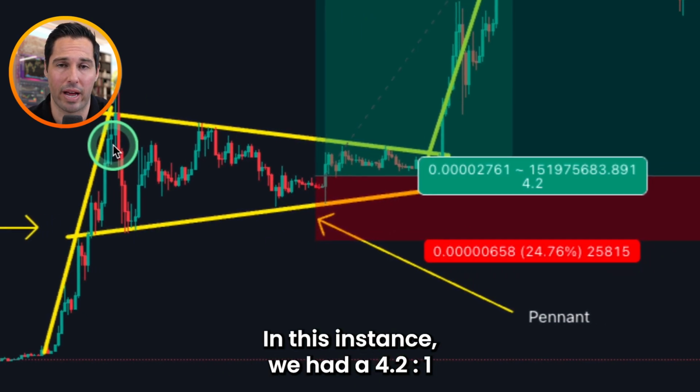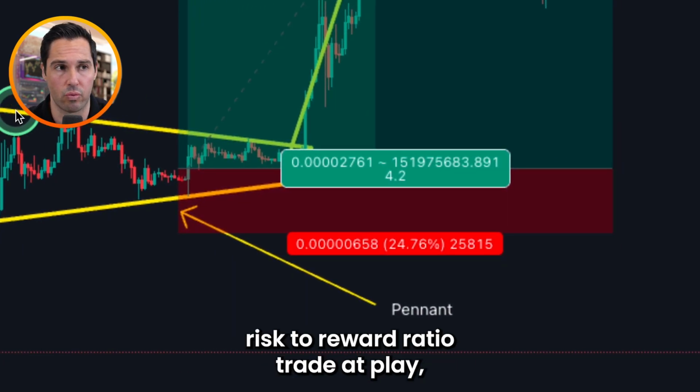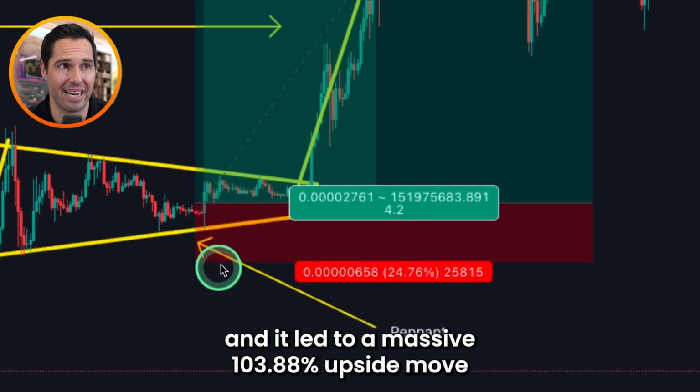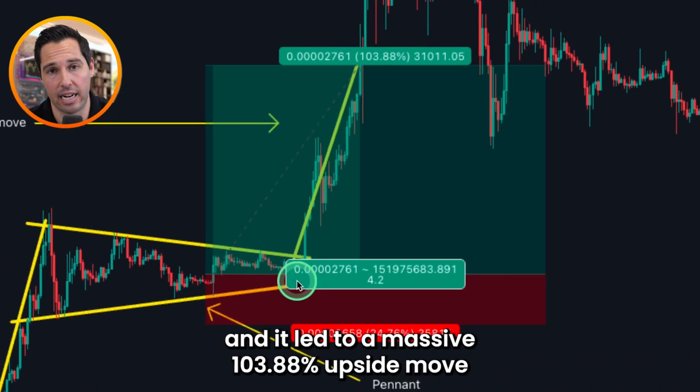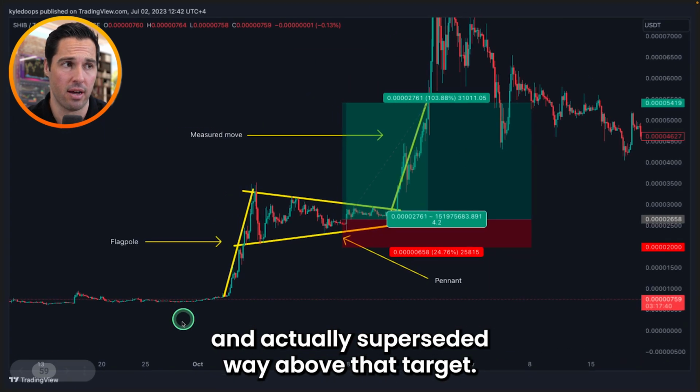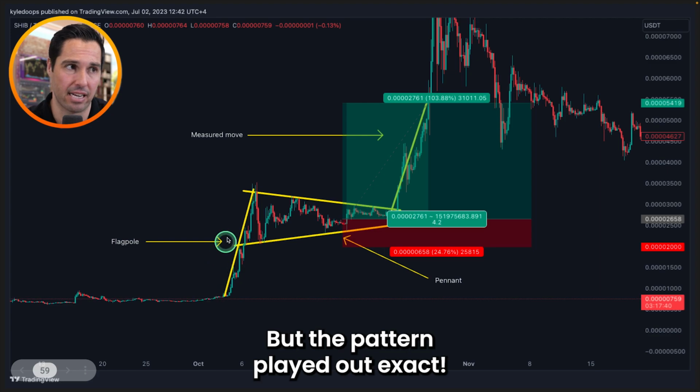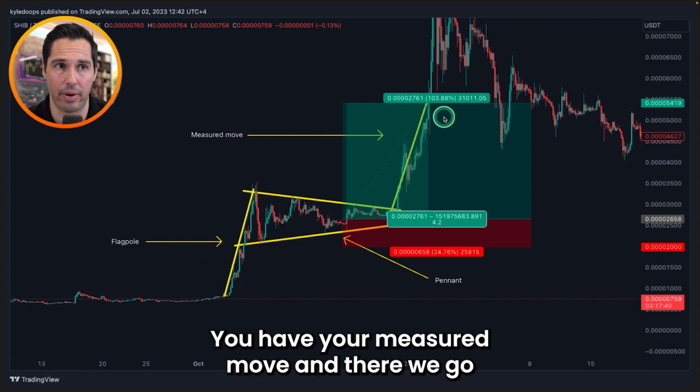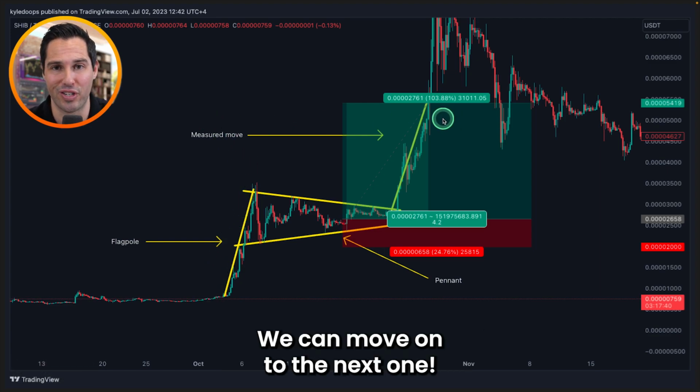In this instance, we had a 4.2 to 1 risk to reward ratio trade at play, and it led to a massive 103.88% upside move and actually superseded way above that target. But the pattern played out exact. You have your measured move, and there we go. Target was met. You can move on to the next one.